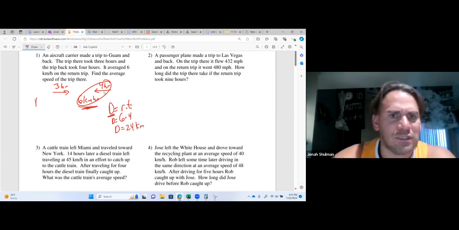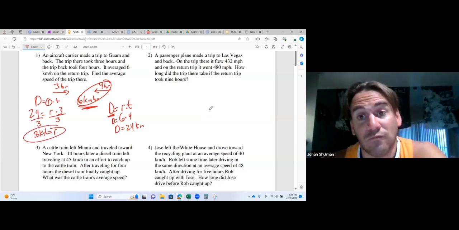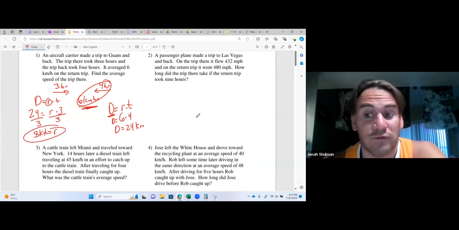Now we can do the same thing. Distance equals rate times time. We have the 24 here, the rate is what we're looking for, and the time is 3 hours. We divide by 3, we divide by 3. So it should be 8 kilometers per hour. I know I did that kind of fast, but I was just trying to remember how to do it. I haven't done these in a while.